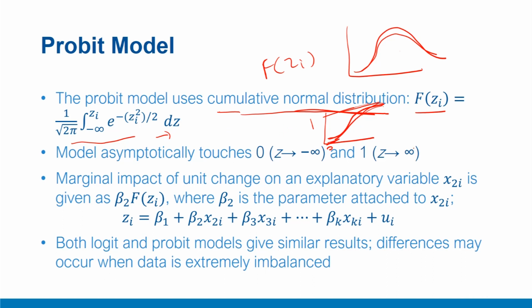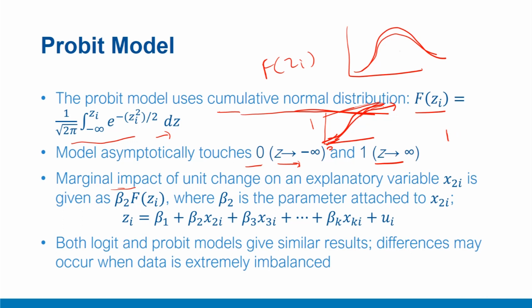Now, the properties are exactly the same as the logit function. Remember that z, if z tends to minus infinity, this function approaches 0, and if z tends to plus infinity, it approaches 1. So that is a very desirable property for this kind of modeling. Second, the interpretation of the marginal impact of xi on the probability function remains identical.